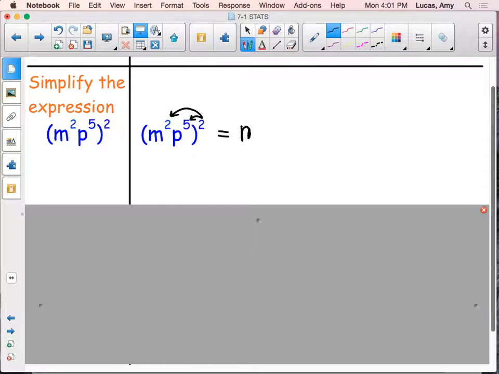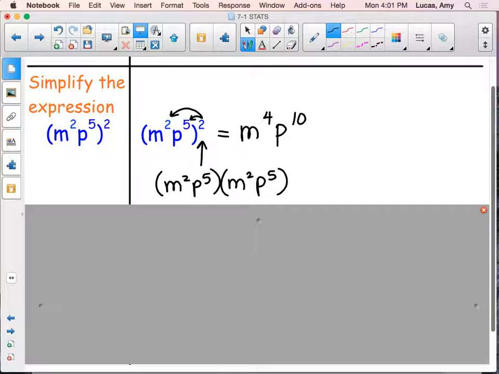So we would get 2 times 2, our m to the 4th power, and this works because the outside exponent means you're multiplying it by itself. So you could write this twice if you wanted to and expand it to get the same result. So the outside exponent means what's inside gets multiplied by itself, and the outside exponent's 2, so multiply it by itself twice.